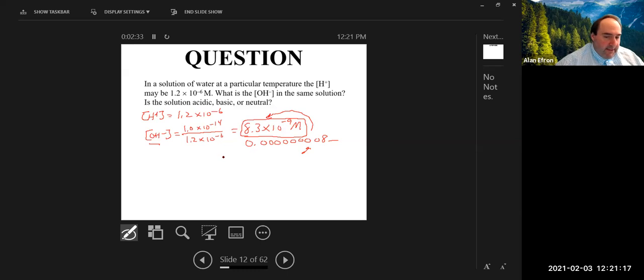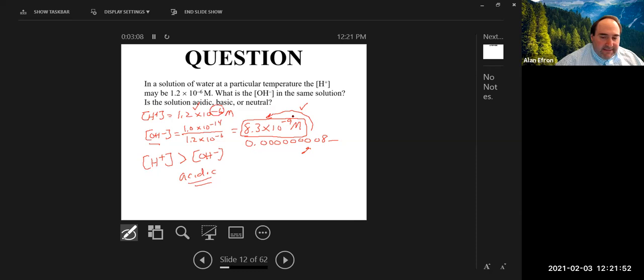The next thing we want to know is, is it acidic, basic, or neutral? As we talked about before, we have our H plus concentration, which is 1.2 times 10 to the minus 6. We have our OH minus concentration, which is 8.3 times 10 to the minus 9. What we see is the H plus concentration is larger than the OH minus concentration, which means this should be acidic.